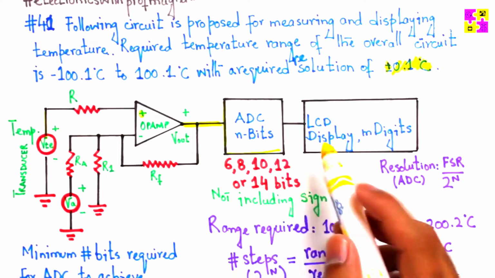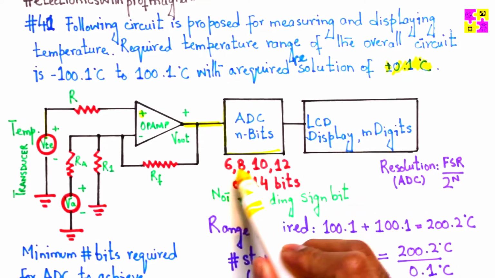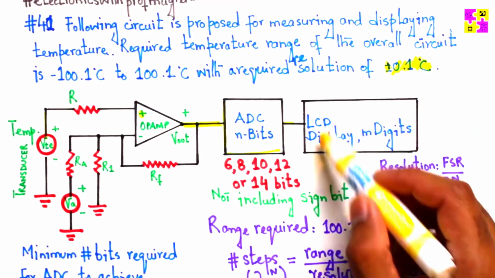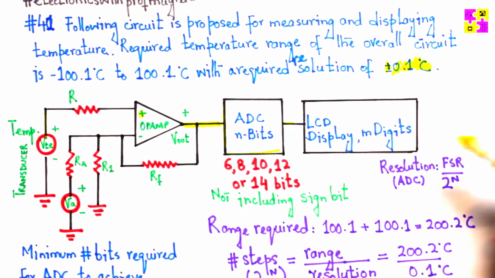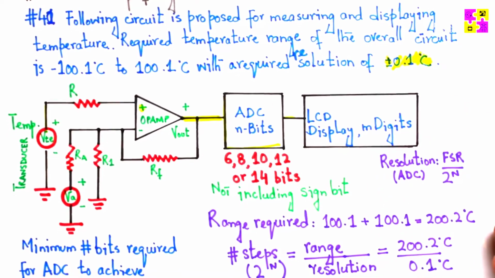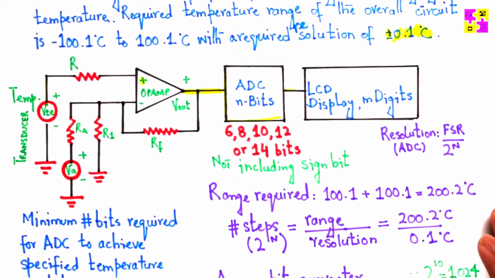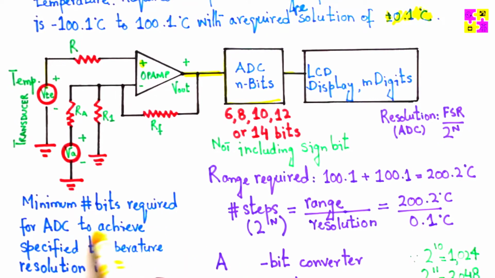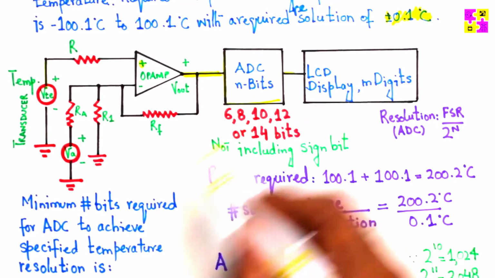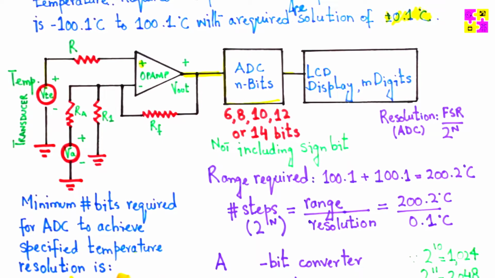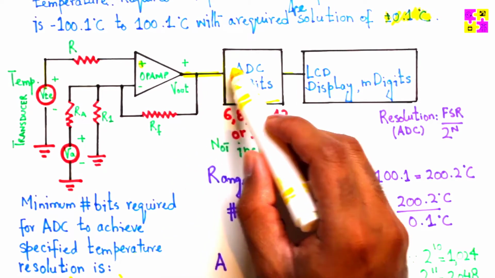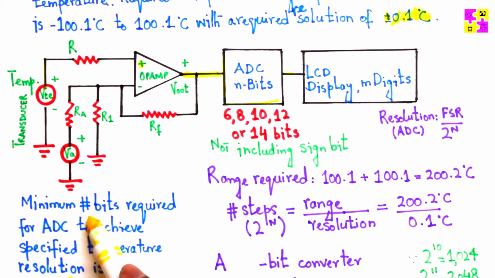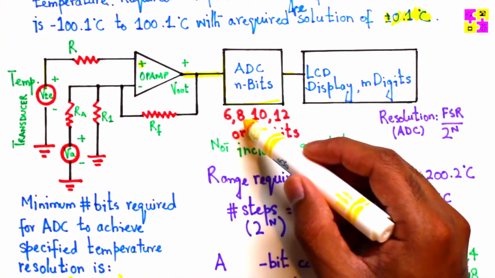And this analog to digital converter could be 6-bit, 8, 10, 12, or 14 bits. And the output then, of course, is fed into an LCD display, the digit display, basically. What we need to do here is find out the minimum number of bits required for the ADC to achieve the specified temperature resolution. Whatever that comes out, the ADC should be able to respond to that output, and therefore we need to find out the minimum number of bits required, whether it's 6, 8, 10, 12.